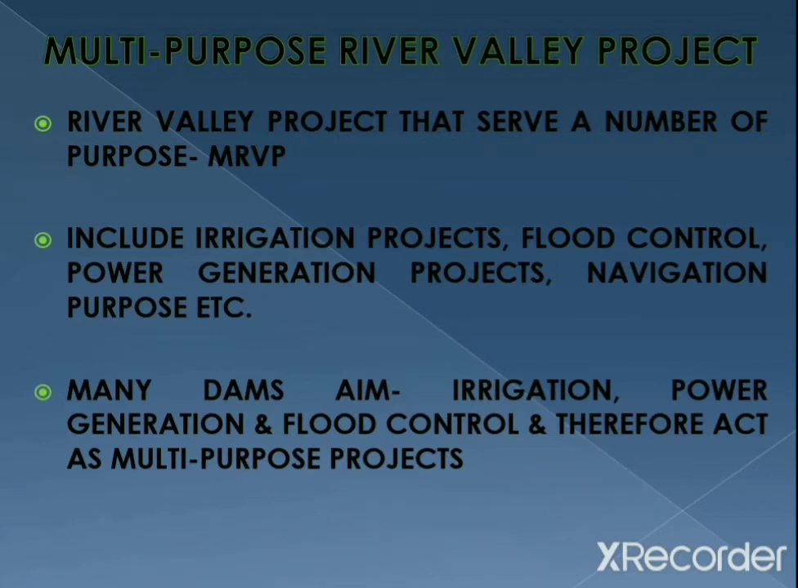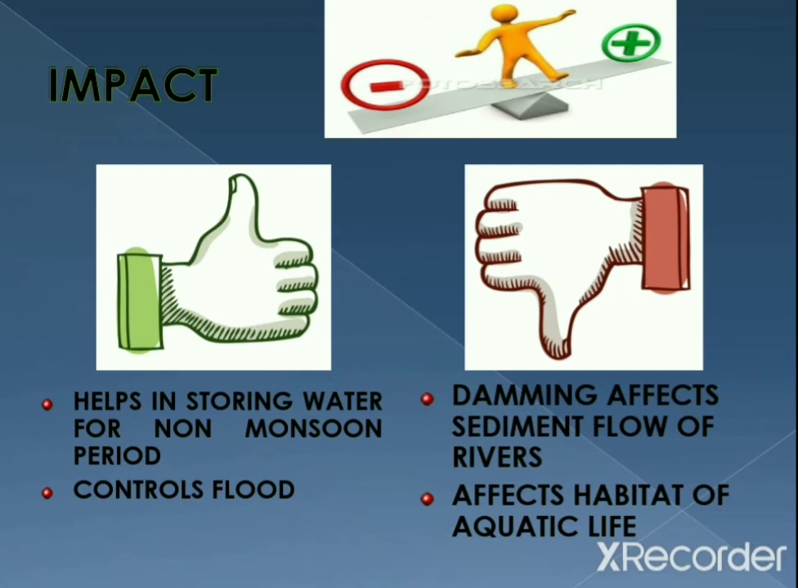A multi-purpose river valley project is a river valley project that serves a number of purposes. It includes irrigation projects, flood control, power generation, navigation, and many other purposes. Most of the dams are being built with the aim of providing irrigation, power generation, and flood control, and therefore it acts as a multi-purpose project. Let's look into the positive and the negative effects of constructing a multi-purpose river valley project.